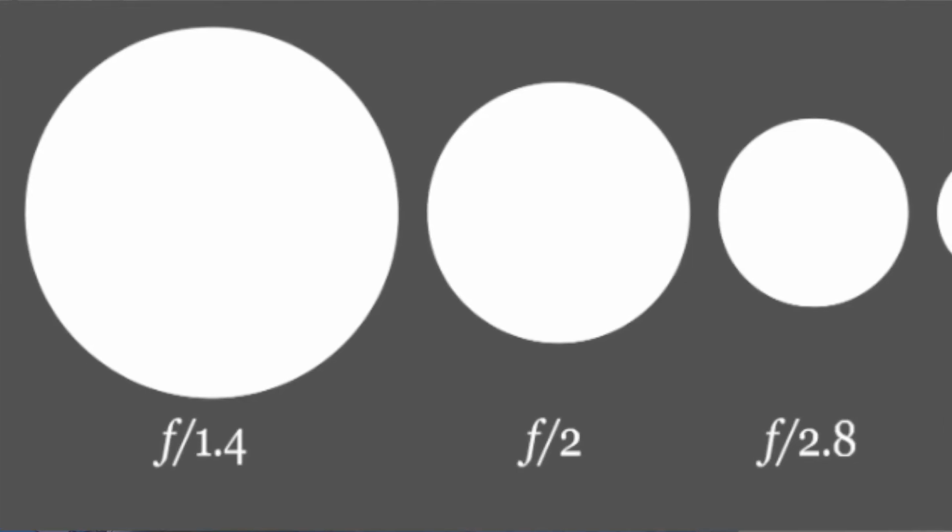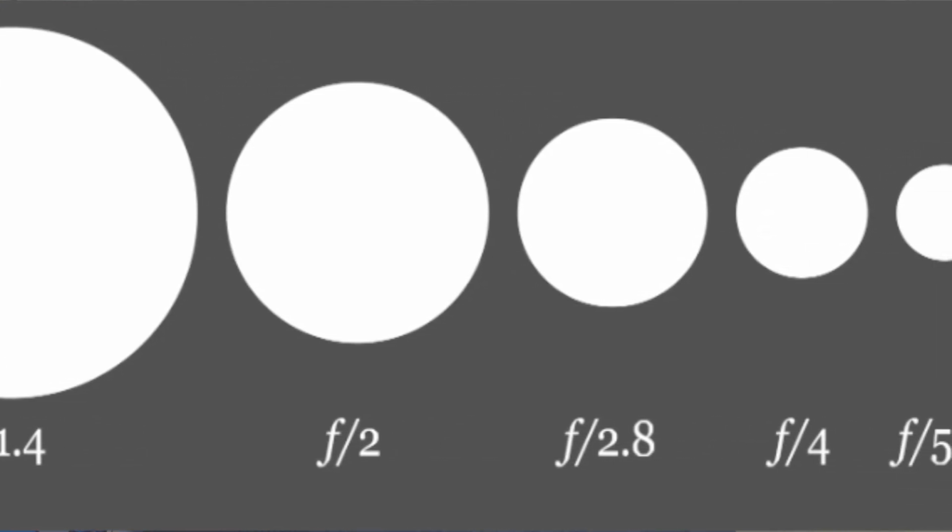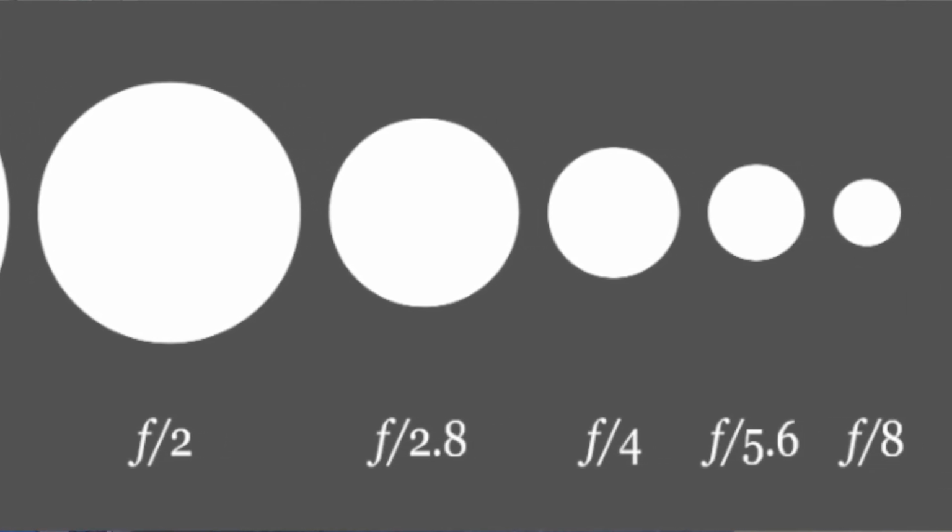Actually, there is a mathematical and scientific explanation for that, but I don't want to tackle it because my head hurts. The most important thing to know about the numbers is that from each number to the next, the aperture decreases to half its size, allowing 50% less light through the lens.